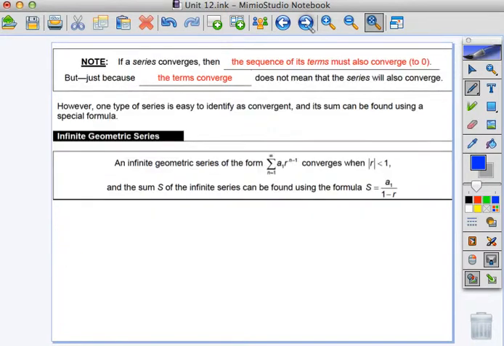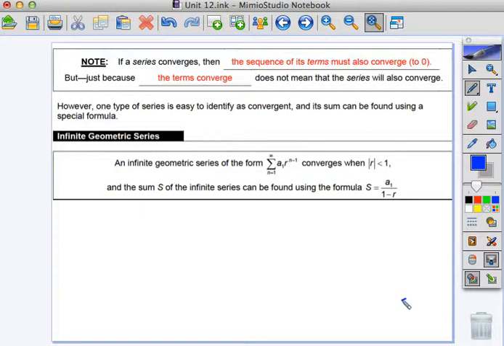All right. Last thing to put in your notes. If a series converges, then the sequence of its terms must also converge. So you won't have a case where your series is converging, but your sequence does not. Okay? But just because the terms converge, so just because your sequence will converge, does not necessarily mean that the series will also converge.